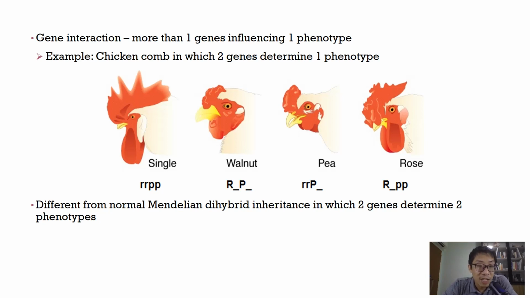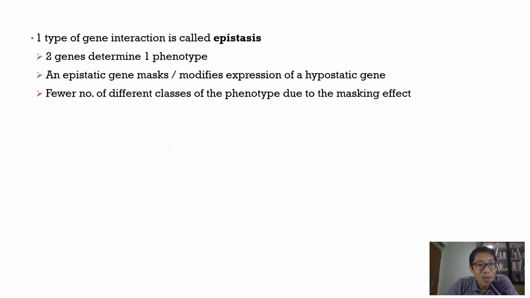You can see on the screen that there are two genes, gene R and gene P, which together determine the different shapes of the combs in the chicken. So two genes coding for one phenotype or one trait. One particular type of gene interaction that we will be focusing on more is epistasis. In epistasis, we are looking at how two genes interact to give one phenotype. We'll stick to two genes in the A-level syllabus. So it's still dihybrid, just that there is only one phenotype instead of two phenotypes.